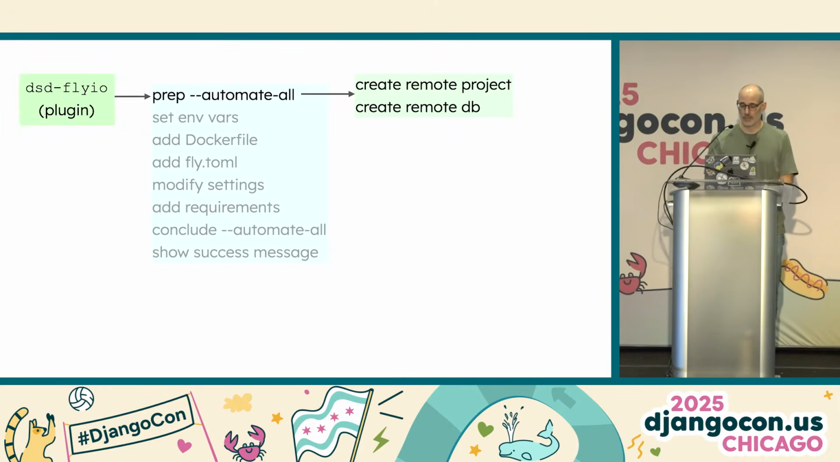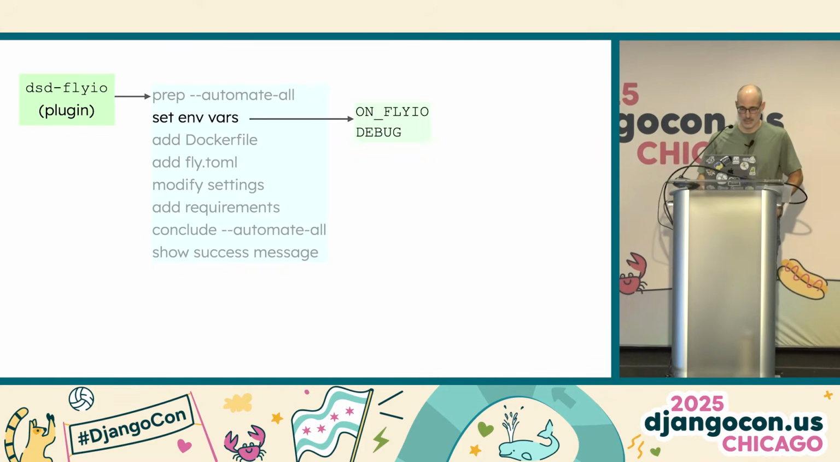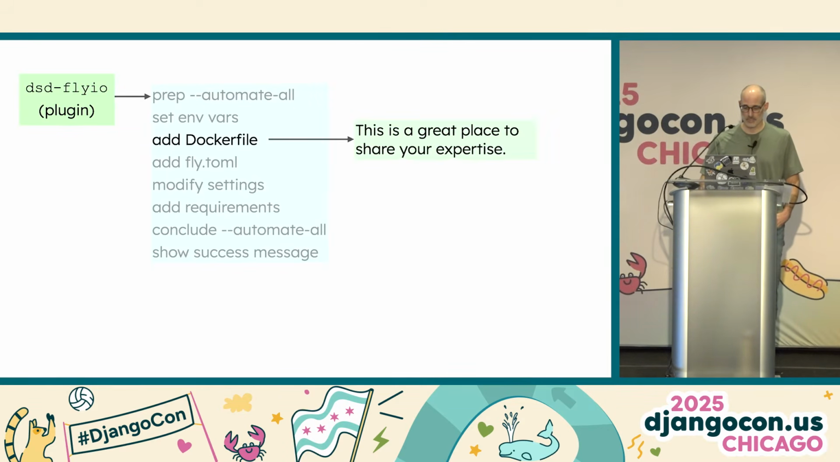In the fully automated mode, the plugin creates an empty project on Fly. It also creates a Postgres database. It sets two environment variables, onFly.io and debug. Fly uses a Docker file. Fly is motivated to show the smallest reasonable Docker file in their getting started docs, because every additional line in their Docker file is an opportunity for people to mess things up and end up with a failed deployment. Since we're automating the process, we can write as detailed and nuanced of a Docker file as we want.